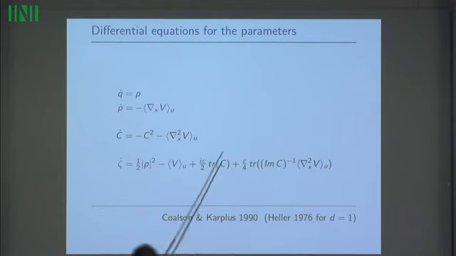And what one gets is equations of motion for the position parameter and the momentum parameter. And if you look at them, they look just like the classical equations of motion, except that instead of a point evaluation of the potential at the center of the Gaussian, I have an average over the Gaussian.